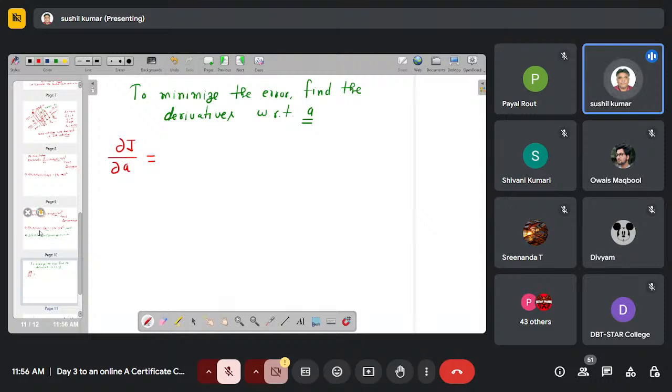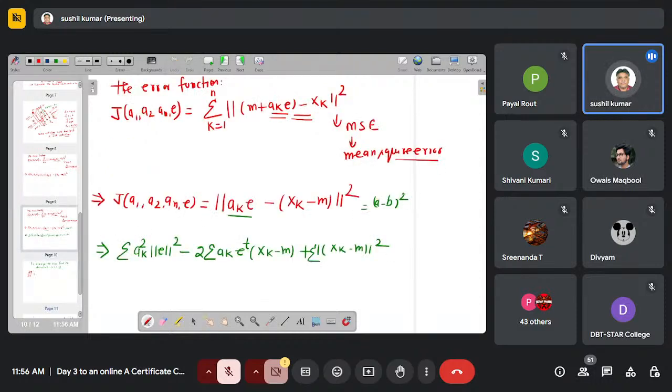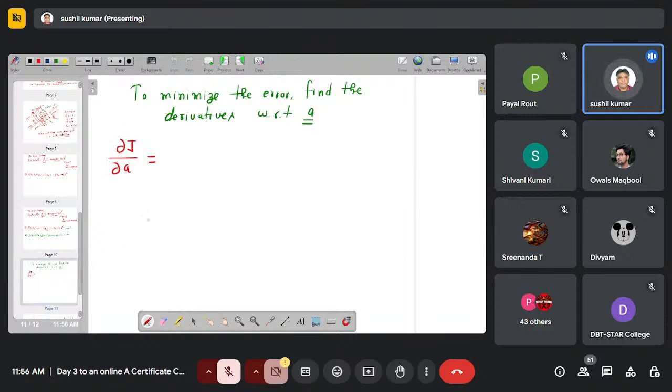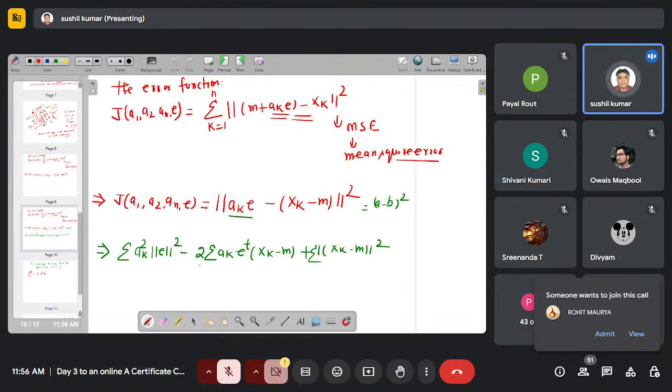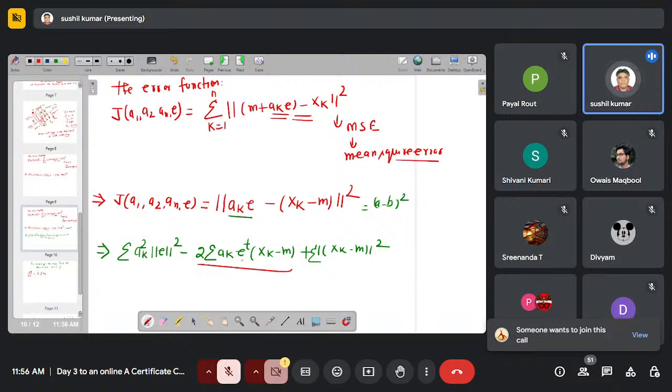So E is a unit vector. Actually, it's a direction here, so we are not considering E. Okay, so this is a square. So what will it give you? It will give you 2 ak. Okay, next is this one. This term is there: 2 of ak e transpose (xk minus m).